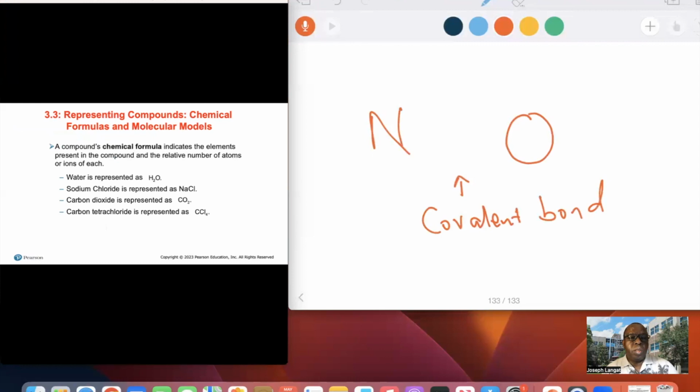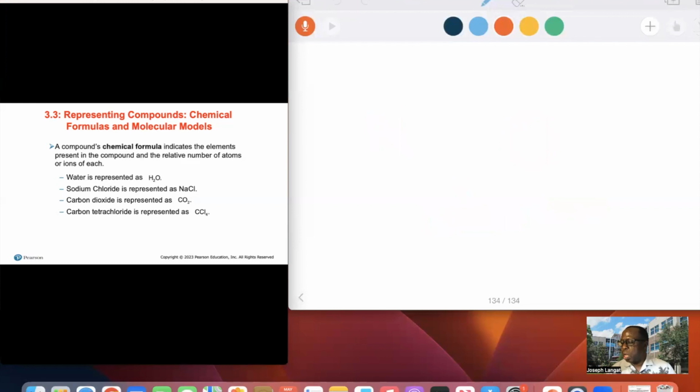Representing compounds, section 3.3. How do we represent compounds? Chemical formulas and molecular models. We will look at the chemical formula, which indicates the elements present in a compound and the relative number of atoms or ions in each.